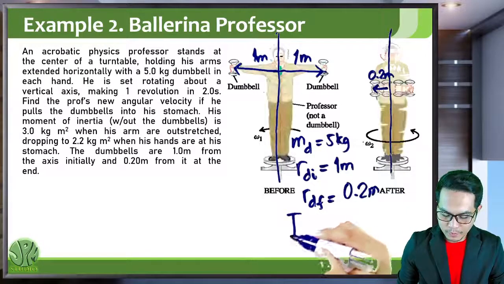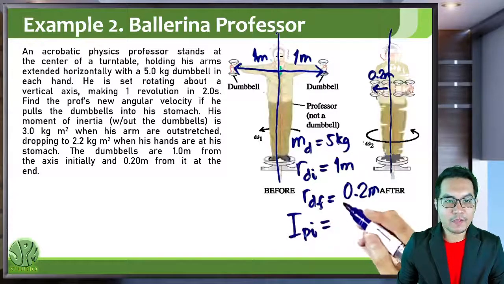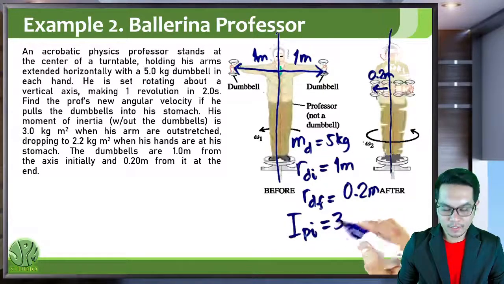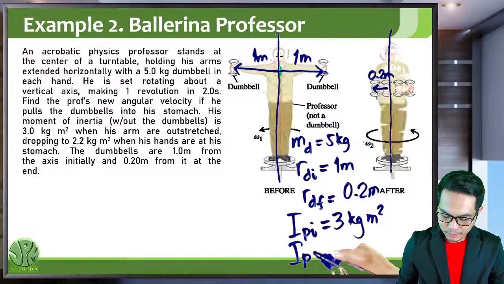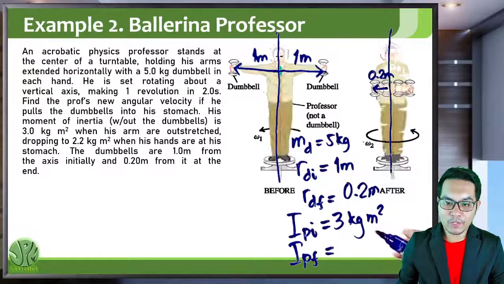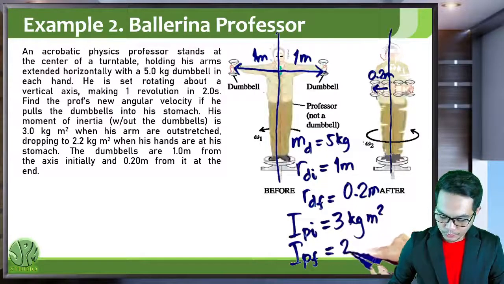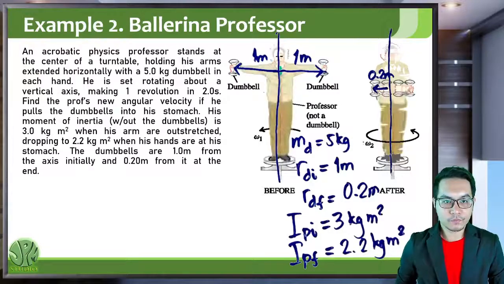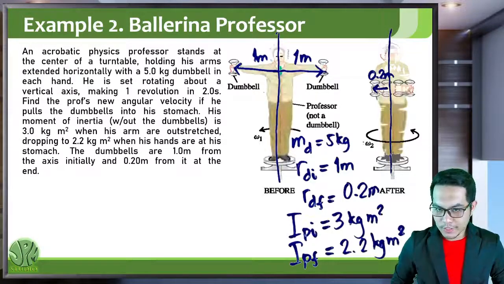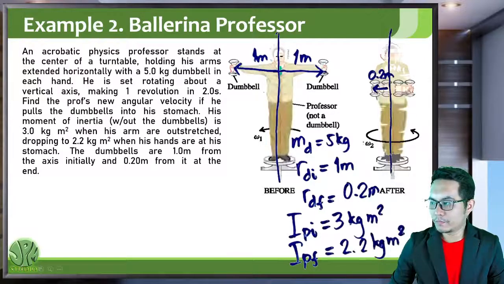Also given is the moment of inertia of the professor. The initial moment of inertia of the professor is 3 kilogram meters squared. And the final moment of inertia of the professor, when he pulls the dumbbells towards his stomach, is 2.2 kilogram meters squared. Okay, so this is a classic example of conservation of angular momentum.